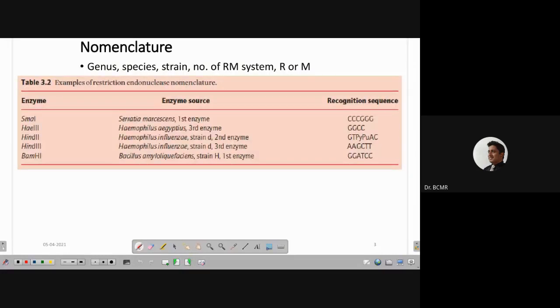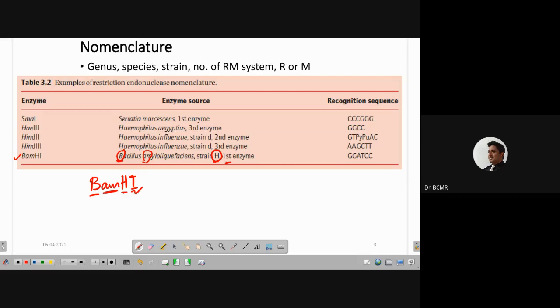So here we are. There are nomenclatures. The enzyme, how do you name them? I don't need you to memorize this. BamHI, for example: H, and this is usually the Roman numeral I. Here it is, BamHI. The genus is Bacillus amyloliquefaciens, so B is coming here, and this is the genus name. The first letter of the genus name is taken, then the two letters of the species name, AM, and then strain H. And this is the first restriction endonuclease identified from this organism. So you call it BamHI.